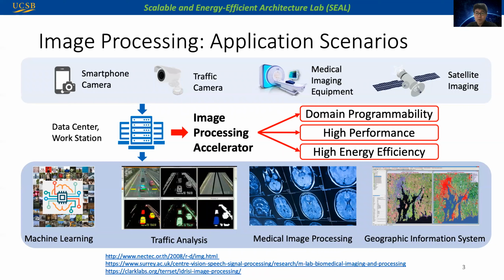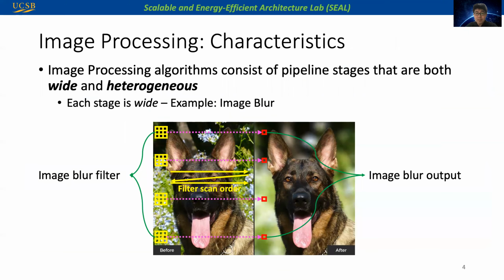Since image processing workloads are time-consuming and memory-intensive, data centers can benefit from image processing accelerators that provide domain programmability, high performance, and high energy efficiency. From the application perspective, image processing workloads have some characteristics that require customized accelerator design. From a high level, image processing algorithms consist of pipeline stages that are both wide and heterogeneous.